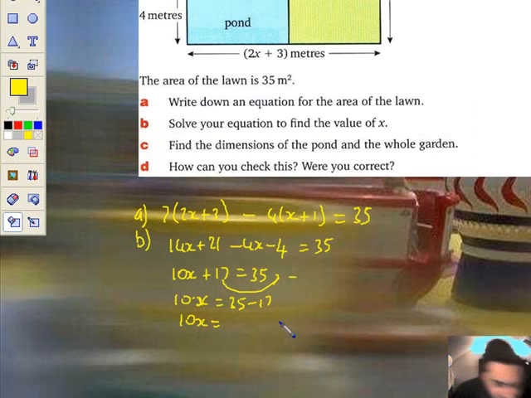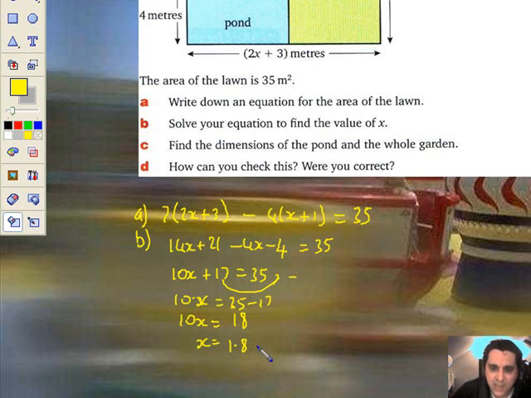So 10x is going to be, what's 35 take away 17? Quickly, grab a calculator. I'm allowed to do it. Come on, it's unit 3. Allow me. Oh, 10x equals 18. So x is going to be 18 divided by 10. I'm going to call that 1.8. We're in meters.